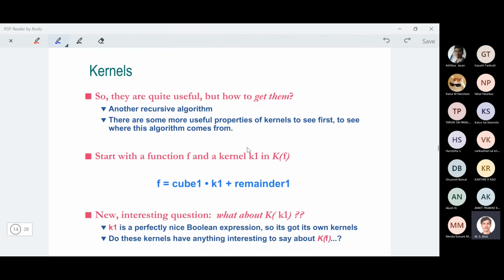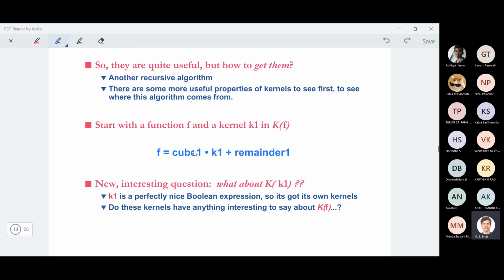So kernels are quite useful, but how to get them? So we have to find how to get the kernels. Another recursive algorithm. There are some more useful properties of kernels to see first, to see where this algorithm comes from. So we start with the function f, that is, f as cube 1 into k1 plus remainder 1. So k1 is our kernel. The interesting question is, what about the kernels of k1? K1 itself is a kernel. Are there any kernels for k1? Okay, k1 is a perfectly nice Boolean expression, so it has got its own kernels.